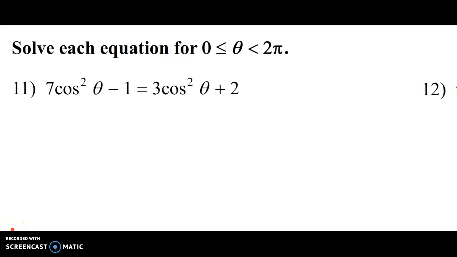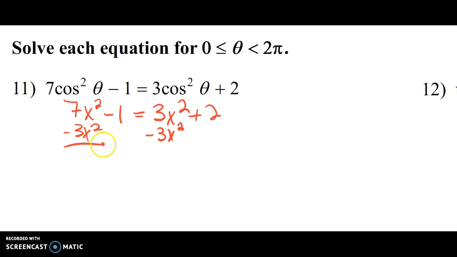For problems like number 11, it might be easier to substitute x for cosine. So I may change this to 7x squared minus 1 equals 3x squared plus 2. You'll see I have an x squared on either side of the equal sign, so I'm going to minus 3x squared on both sides, which gives me 4x squared minus 1 equals 2.